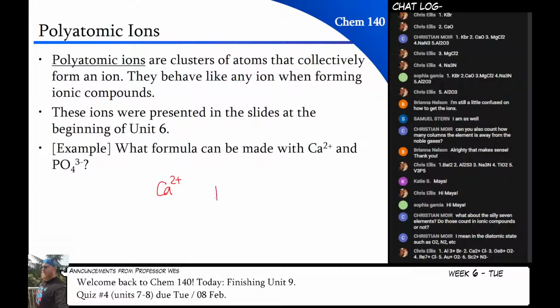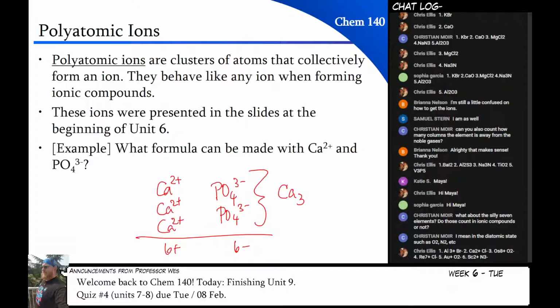If this is the charge of this ion and this is the charge of this ion, I'm going to just stack them together until I have a total charge of 0. And once I do, I can then just put everything together. So I have 3 calciums here and 2 phosphates. So this would be the formula of your ionic compound.